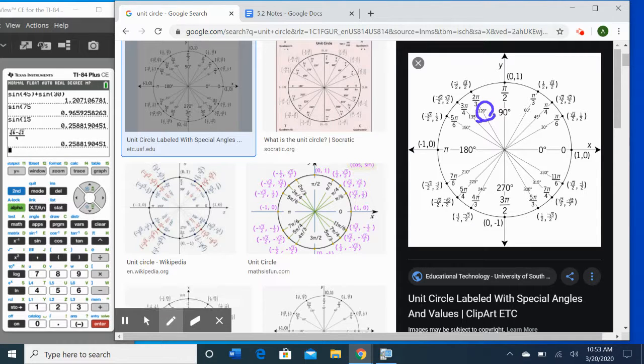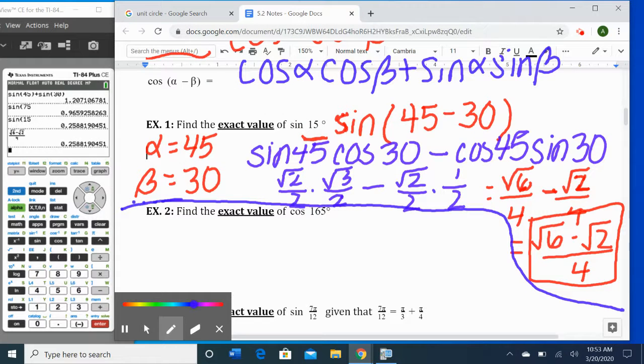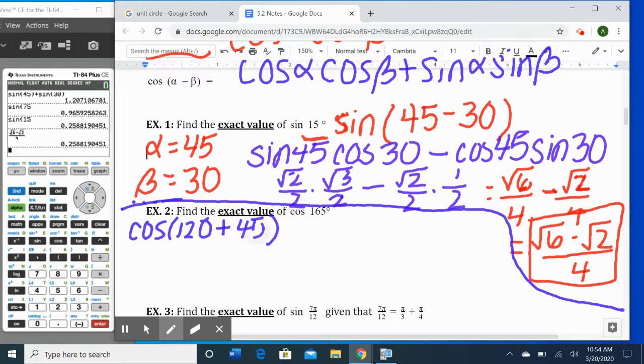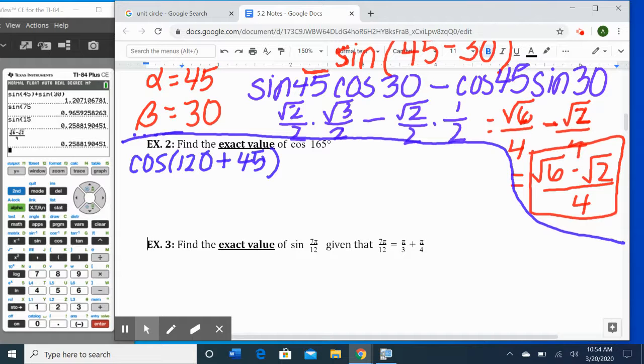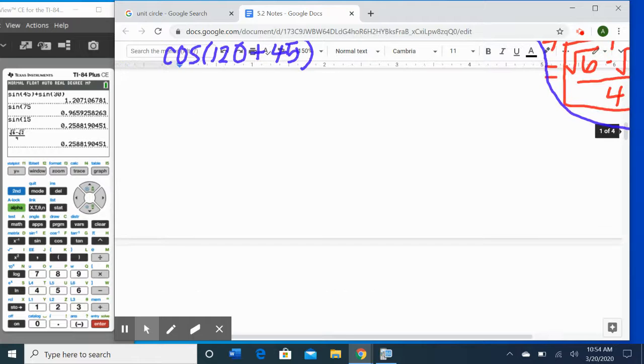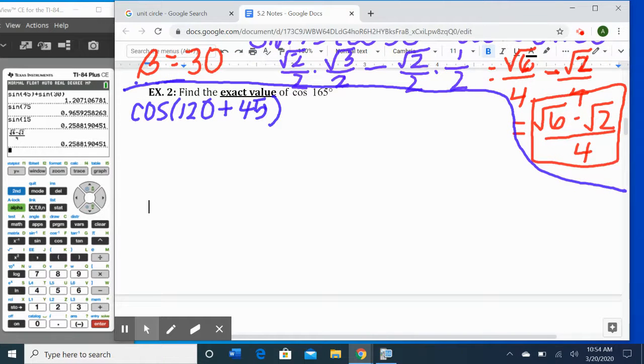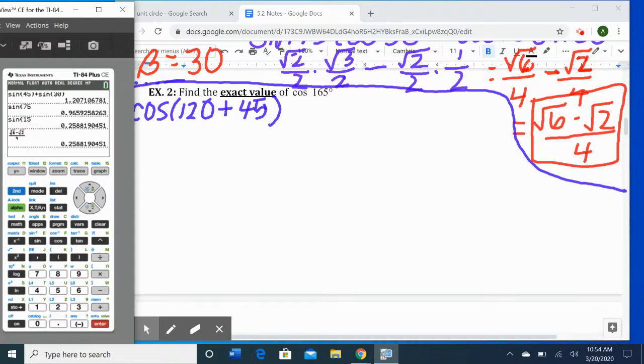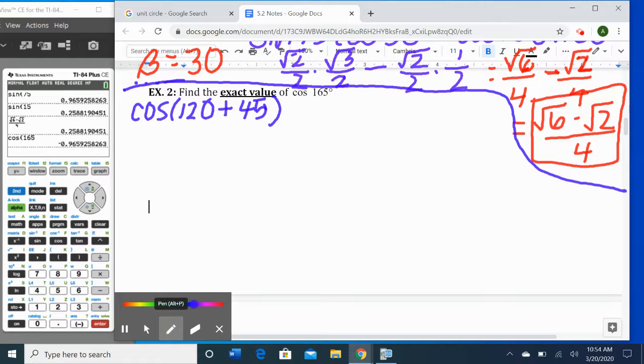Maybe. 120 and 45. 120 plus 45 is equal to 165. So I'm going to find the cosine of 120 plus 45. And I'm going to use my cosine addition formula. So I think I'm actually going to give myself a little more room here and find the exact value. Okay, so the cosine of 165. So what they don't want is for you to just round and get negative that number. They want you to find the actual, the exact value.